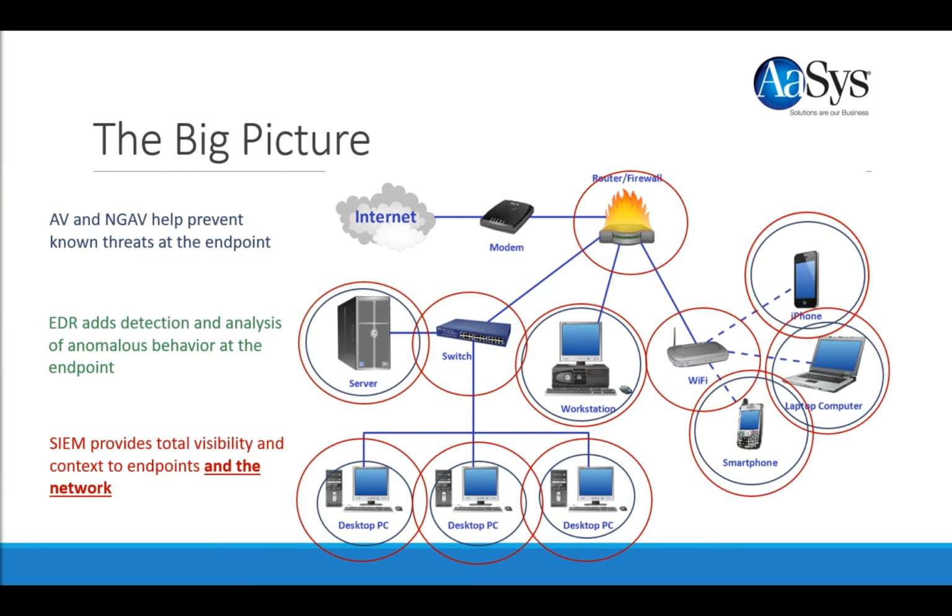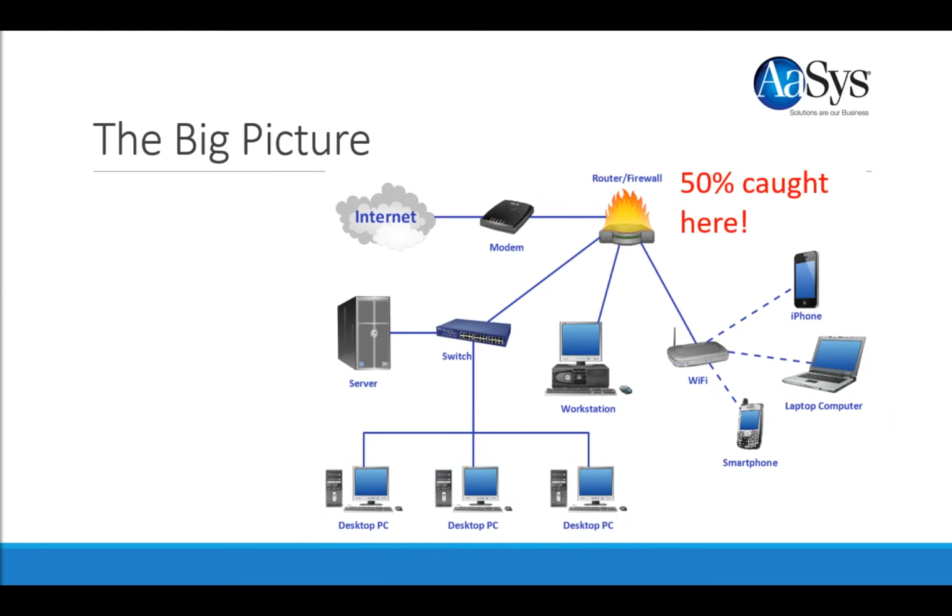Now, how much difference does it make to be able to see what's going on with the network devices in addition to the endpoints? Well, the answer is it makes a huge difference. 50% of intrusions are detected at the firewall, and another 30% of intrusions are detected at the server or another network device. The network devices are the most likely place to catch an intruder.